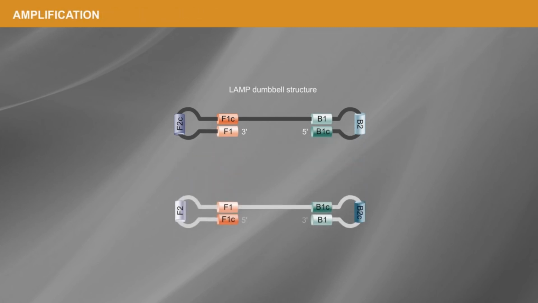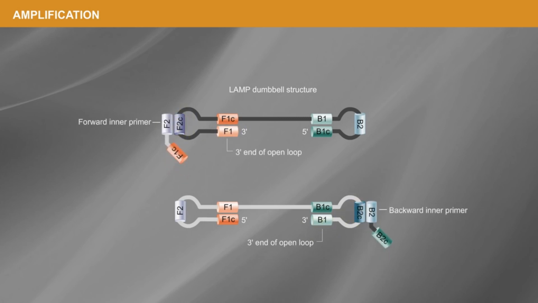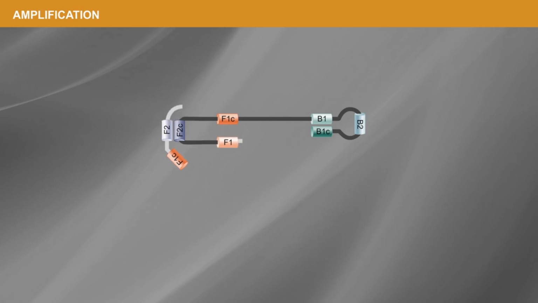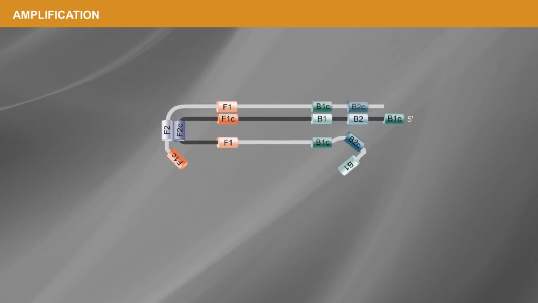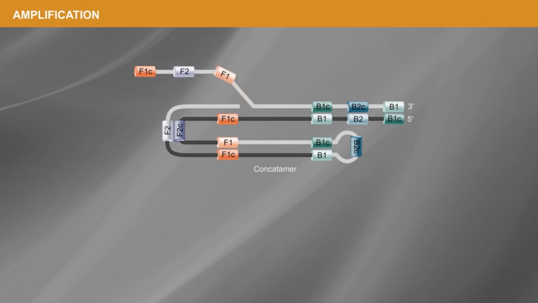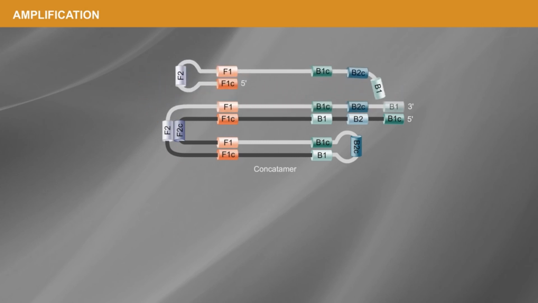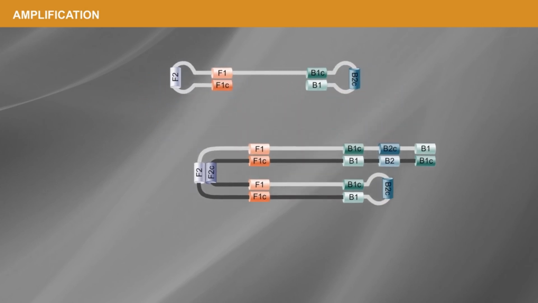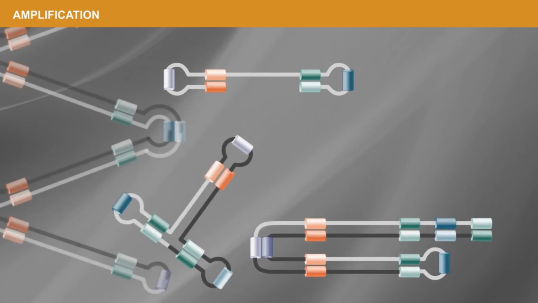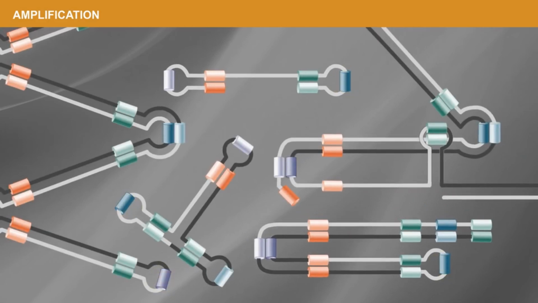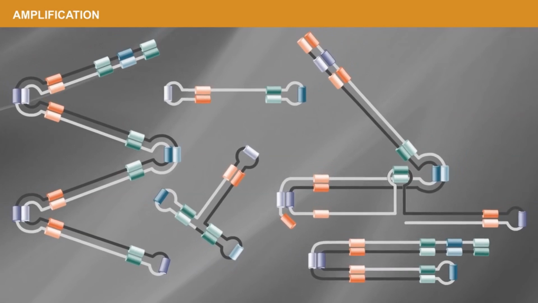This LAMP dumbbell structure contains multiple sites for initiation of synthesis, from the 3' ends of the open loops and annealing sites for both the inner and loop primers. As amplification proceeds from these multiple sites, the products grow and form long concatamers, each with more sites for initiation. The result is a rapid accumulation of double-stranded DNA and amplification byproducts that can be detected by a variety of methods.